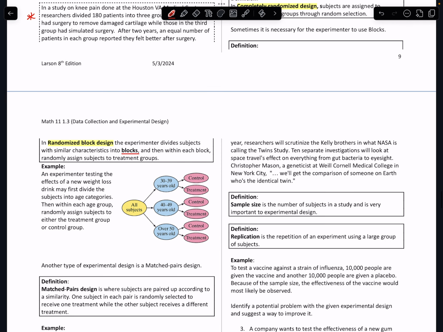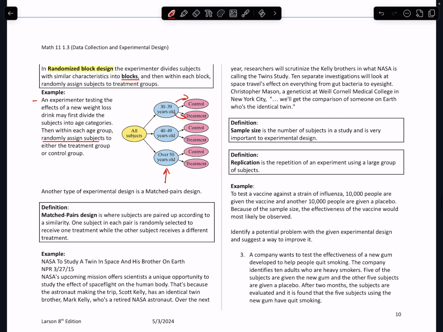They give an example here. An experimenter testing the effects of a new weight loss drink may first divide the subjects into age categories, which are these right here: 30 to 39, 40 to 49, and over 50. So first, they all get split into age categories. Then they get split into control and treatment, and they do so randomly. We'll talk about how to do that in a little bit, but that's the idea. They first create blocks of some type of characteristic. It can be age, gender, or location, depending on what we're doing.